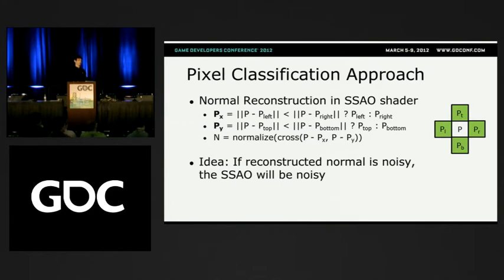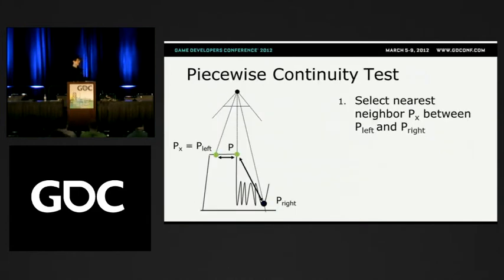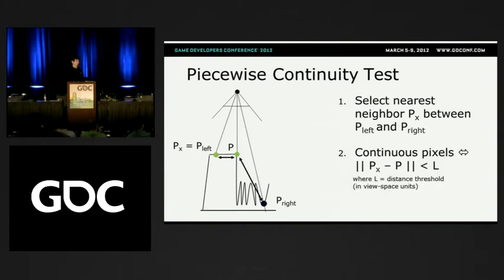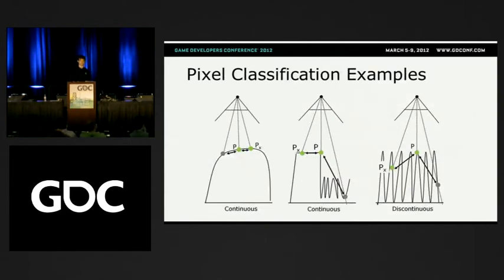To do that, we started from the normal reconstruction, from the SSAO shader. That's basic normal reconstruction. And the idea is that if this normal was noisy, then most likely the SSAO was going to be noisy at that pixel. So we tried to derive a classification algorithm based on the quantities from this normal reconstruction. And we did so by fetching the nearest pixels to the center. So here's a 1D example. We fetch the pixels to the left, to the right, convert that to view depth, and we select the nearest point to the center point. Then we just classify the pixel as continuous if the distance to the nearest point is less than a given threshold in view space. It's very simple. Here are some examples. So there's this weird case in the middle where the left part is continuous and the right part is discontinuous. In that case, we just classify it as piecewise continuous.